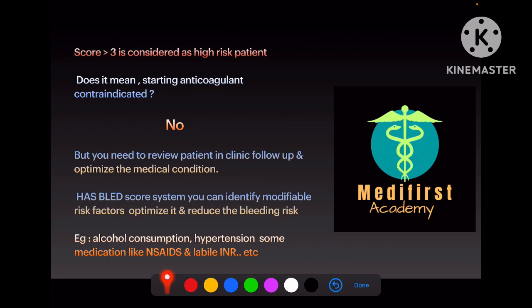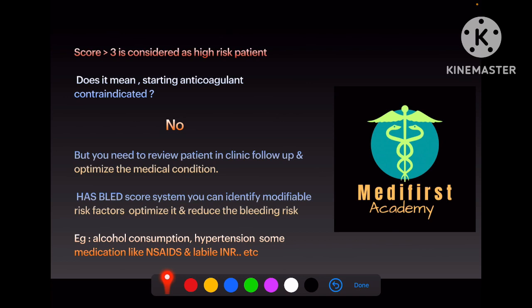If your patient is taking drugs chronically for some kind of chronic pain, then you have to advise your patient not to take those drugs that much, because it can increase the bleeding risk on top of the anticoagulant we are giving. So that is how you are going to assess this patient in your clinic, optimize the modifiable risk factors, and try to bring your HAS BLED score down to less than 3, right?